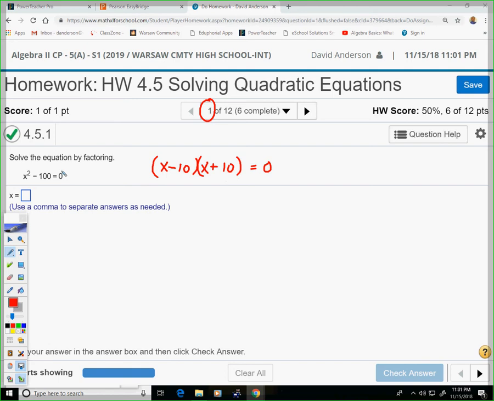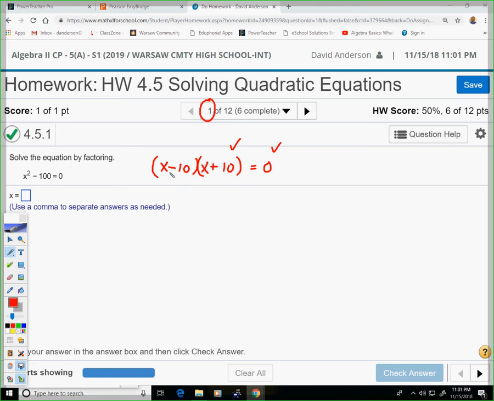And so I need to solve this. What we are doing to solve this is I want to know what values of x make this equation true. What values of x? This side of the equation is 0. What also makes this side of the equation 0? What values of x make this side of the equation 0?